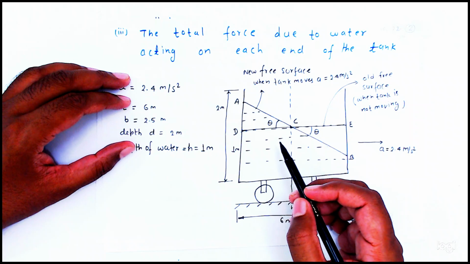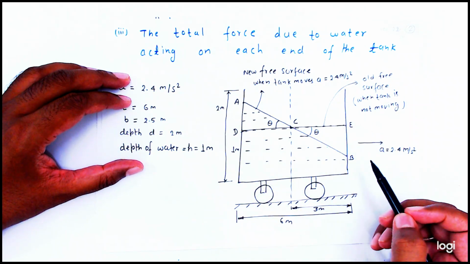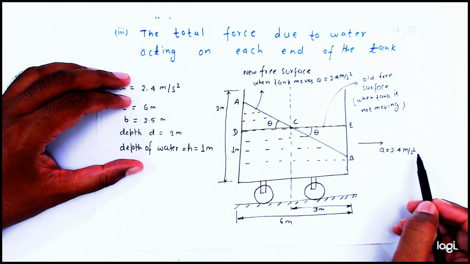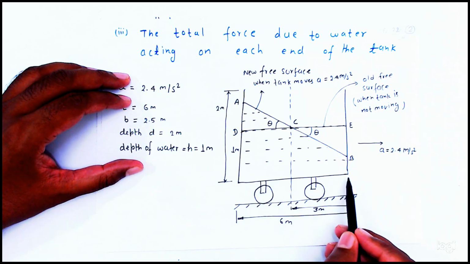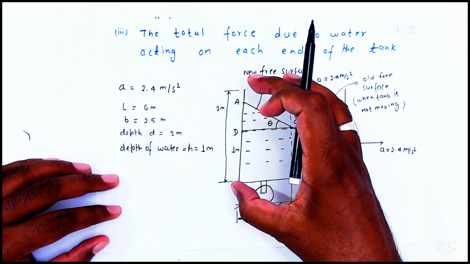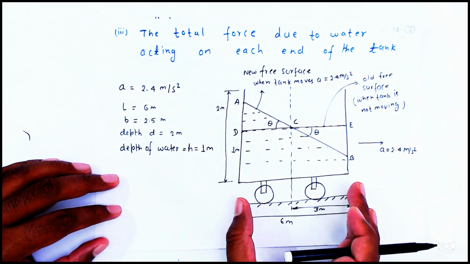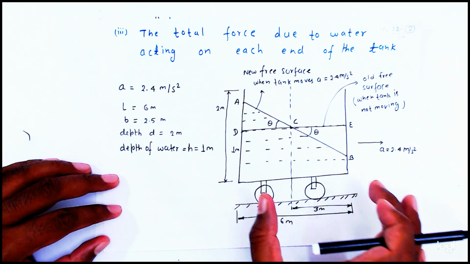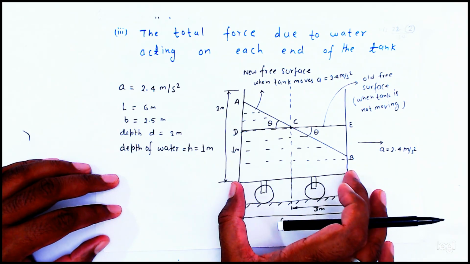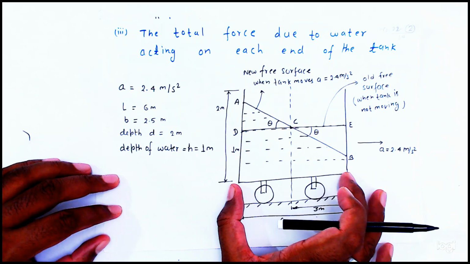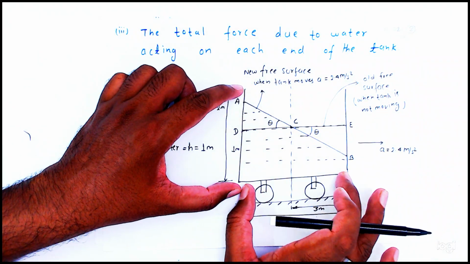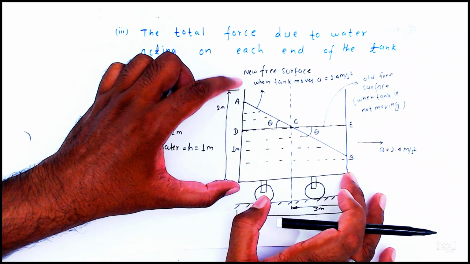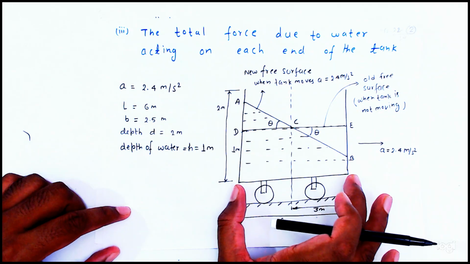So friends, it is saying that this is the tank. It is moving with acceleration 2.4 meter per second square. Here this total length is equal to 6 meter and this depth is equal to 2 meter. Friends, don't be confused, I am making these dimensions a little bit wrong. So please understand, this length is 2 meter and this length is 6 meter.